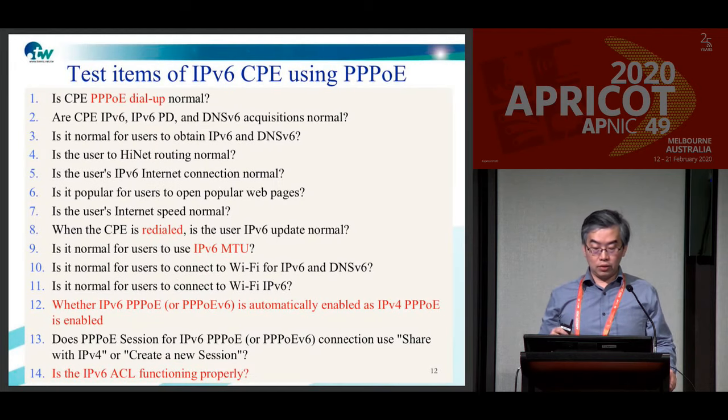So we have 14 test items of IPv6 CPE using PPPoE. For example, is the CPE's PPPoE dial-up normal? And when the CPE is redialed, is the user's IPv6 update normal? Or is it normal for the user to use IPv6 MTU? Or whether the IPv6 PPPoE is automatically enabled when the IPv4 PPPoE is enabled? And does the IPv6 SPI function properly? So we test using these test items one by one on our platform to test the CPE. These 14 items are used by PPPoE.